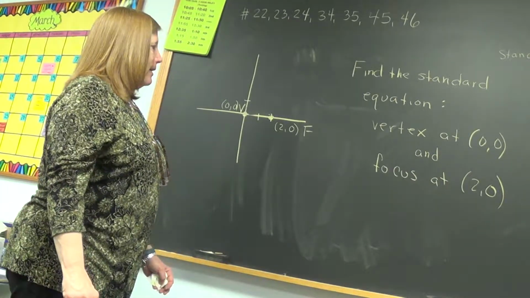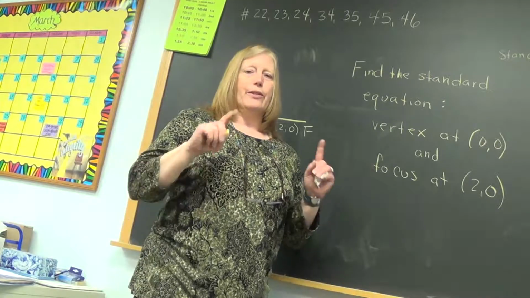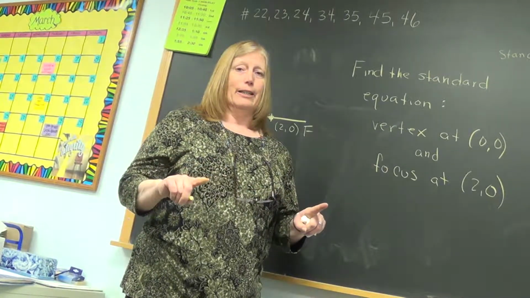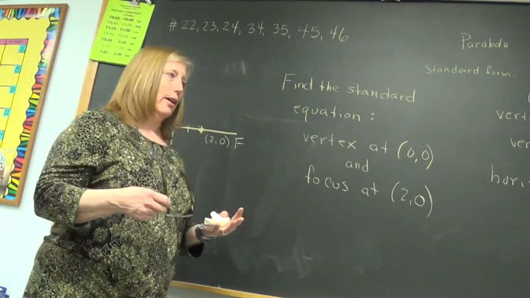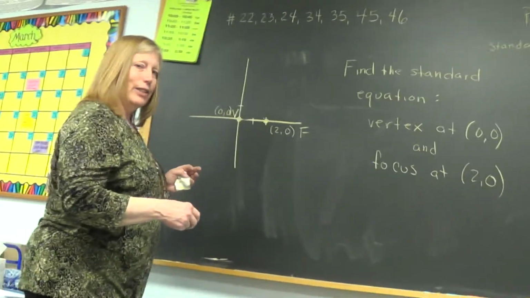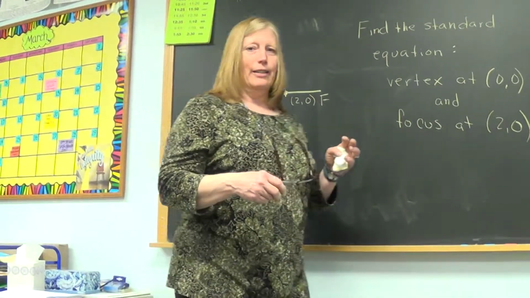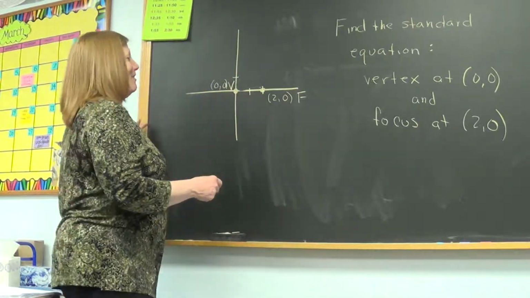One thing about a vertex and a focus that's always true is the vertex is always on the parabola and the focus is never on the parabola. It has a function, but it's not actually on it. Sorry, it's a little crooked. Our stand isn't working like it should, so you might have to tilt your head sometimes.